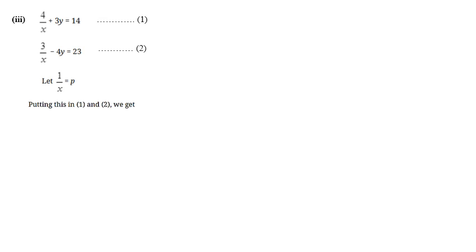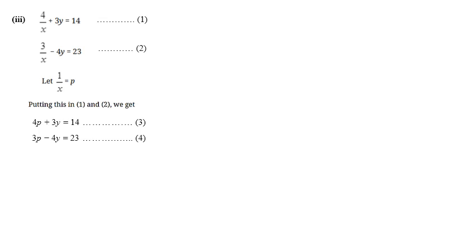Putting these values in equation number 1 and 2, just substitute it. That is 4 into p plus 3 into y is equal to 14. That is equation number 3 we have labeled. And next 3 into 1 by x, 1 by x becomes p according to our assumption. That is 3p minus 4y is equal to 23. From here, 3p minus 4y is equal to 23.